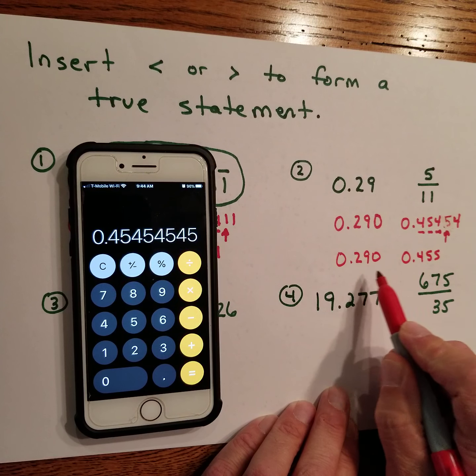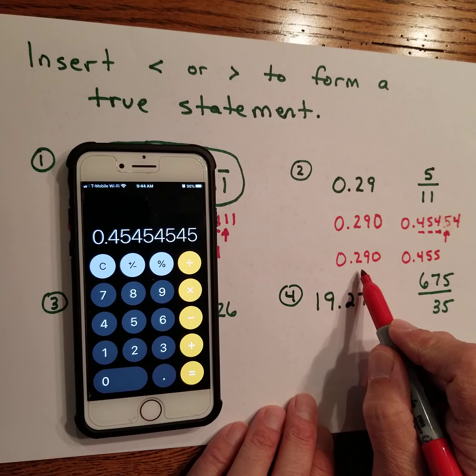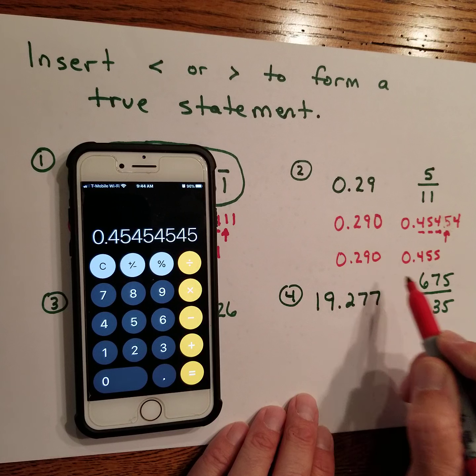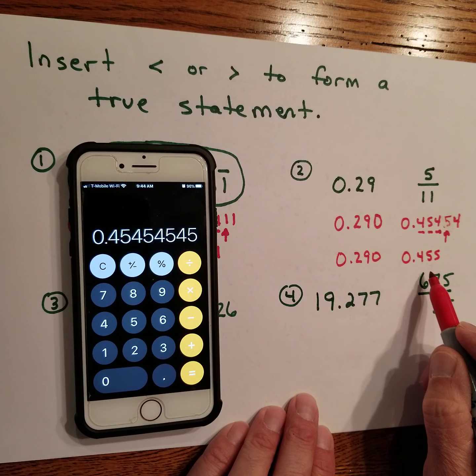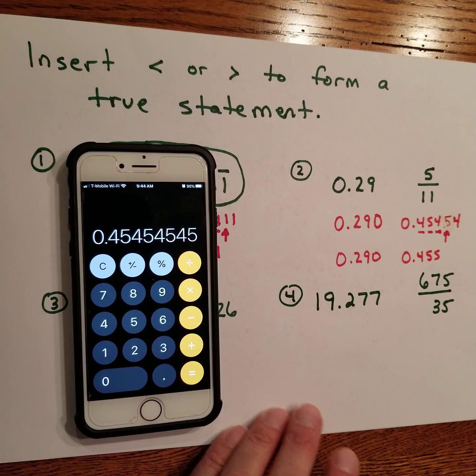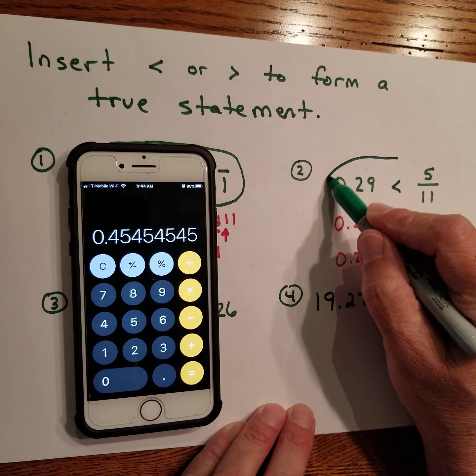Now I have both numbers rounded off to the nearest thousandth. And it's easy to compare. 290 is certainly smaller than 455. Since this value is less than this value, then 0.29 is less than 5/11ths.